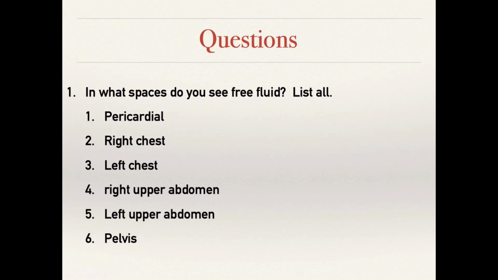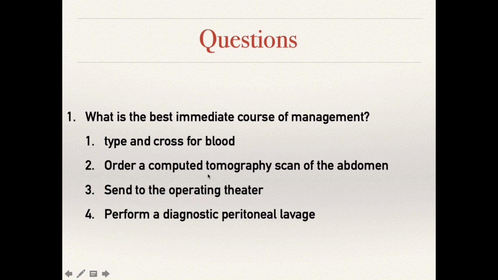So the question is, what spaces do you see free fluid? So list all. Did you see fluid in the pericardial space? Nope. Right chest. Yes. Left chest. Yes. Right upper abdomen. Yes. Left upper abdomen. Yes. And pelvis. Yes. So what is the best immediate course of management?